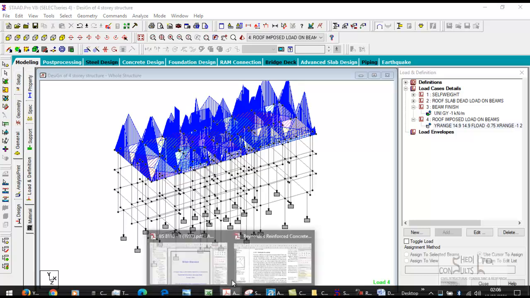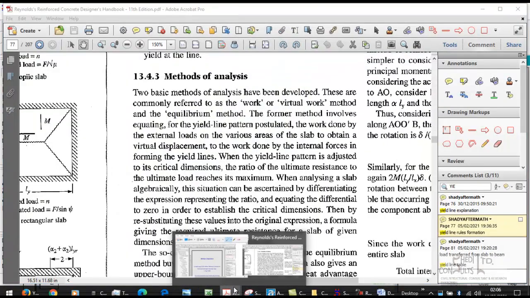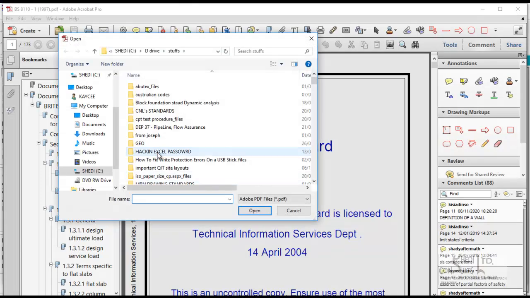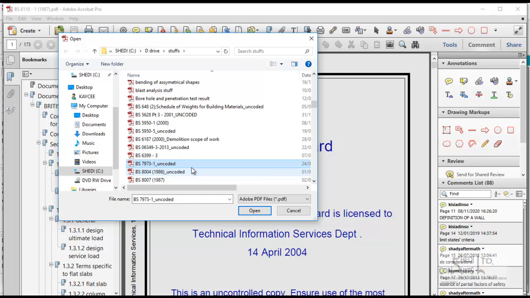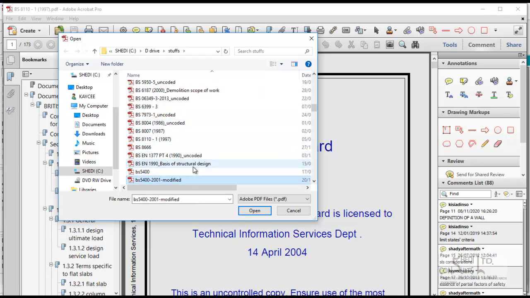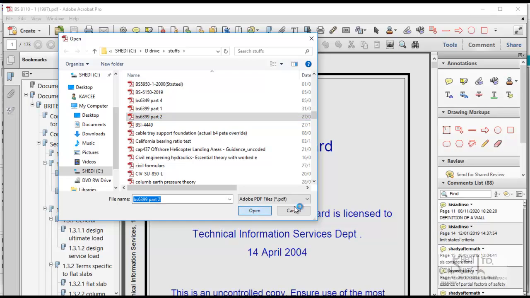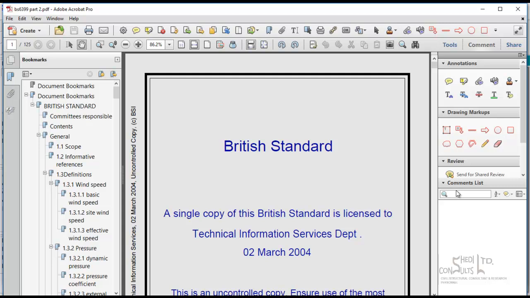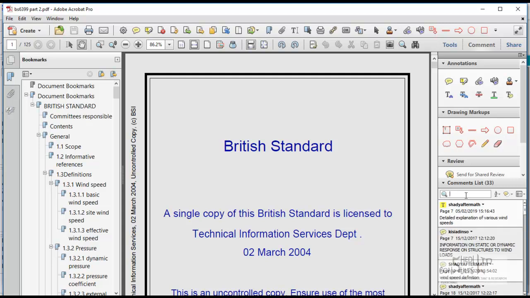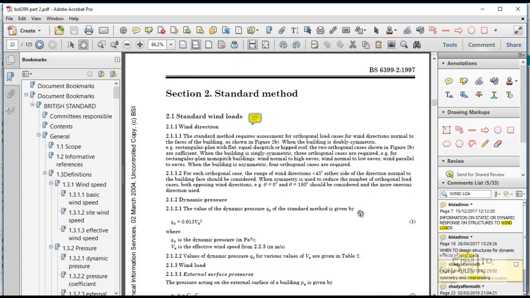Let's look at what the code states. BS 6399 part 2, just in case you are in doubt. Let's recall what the code states about wind load application. It's very crucial, so that we don't make a mistake. So BS 6399 part 2. Okay, see what the code is saying in section 2.1.